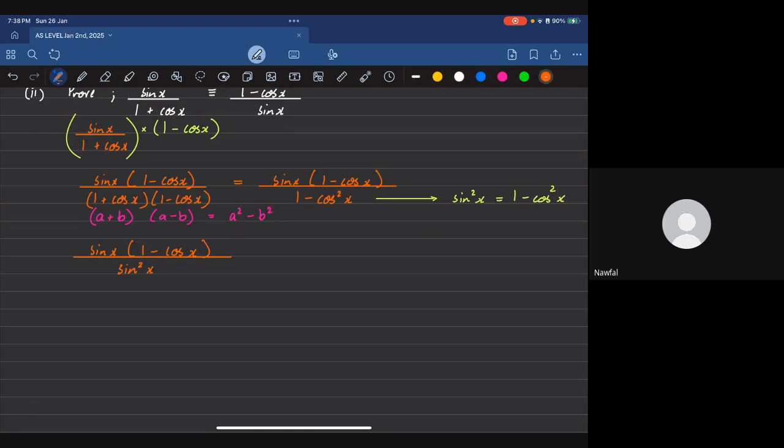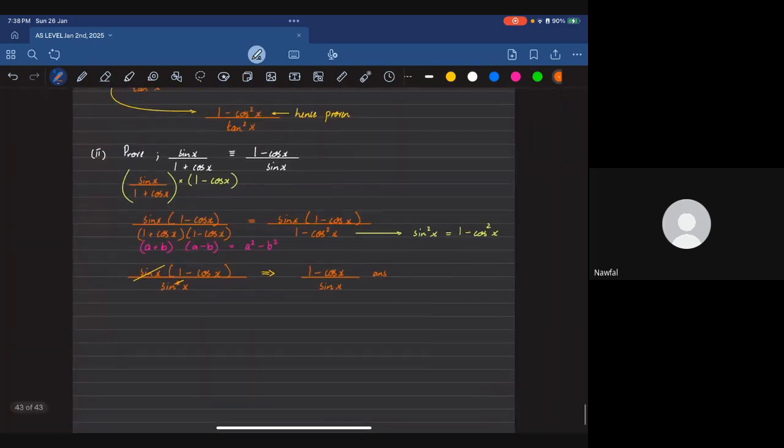So now what's going to be the case? Cancel out the sine, cancel out the square, because at the bottom you've got sine squared, and in the numerator you've got sine alone. And finally you get your answer as 1 minus cos x over sine x, which is your answer. Is this clear?